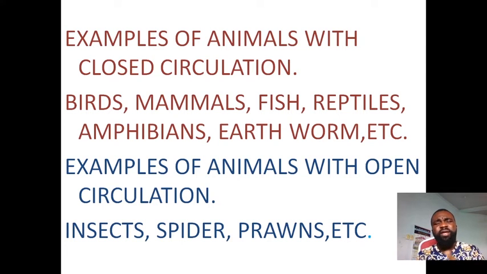Now, examples of animals with open circulation: insects, spiders, prawns, and so on. These are animals whose circulatory system is such that the blood just flows through every opening in the body. It's not being channeled or conducted by blood vessels. Blood just flows freely in the body, into the body cavities, into every opening, into every space in the body.